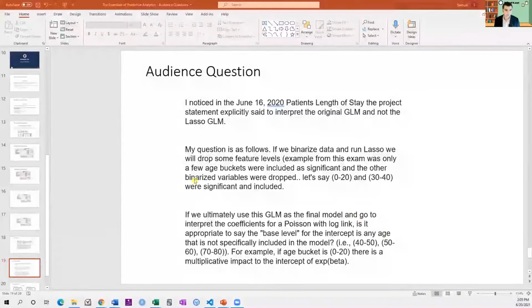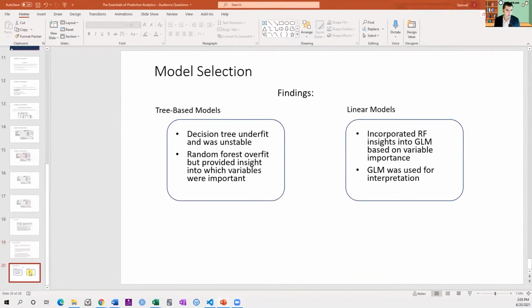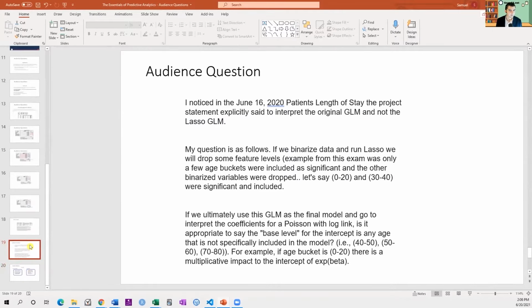Let me know if you have other questions. I'm just going to keep moving on here. We do have more. Yeah, I was just going to talk about model selection. No, what was this slide? Okay, well, let's just finish up this question.